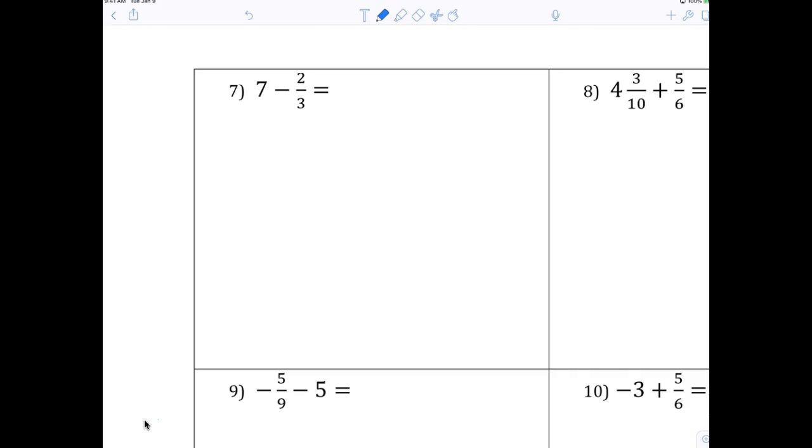Think of it like this. You have 7 sandwiches sitting on your desk. You eat 2/3 of one. If you eat 2/3 of one, how much is left of that one that you ate? 1/3. So now there's still 6 wholes and 1/3 left.